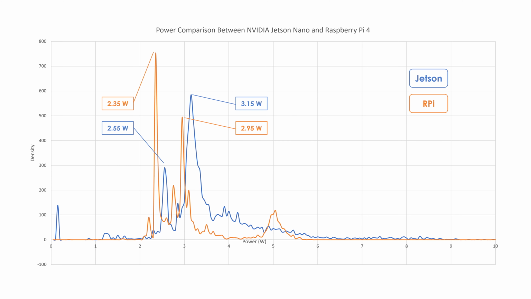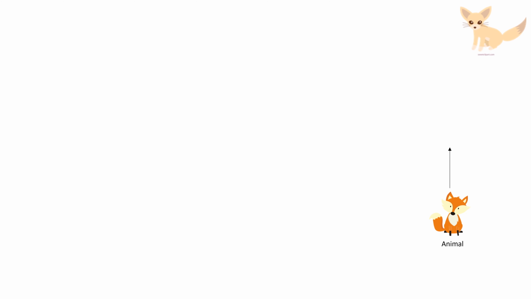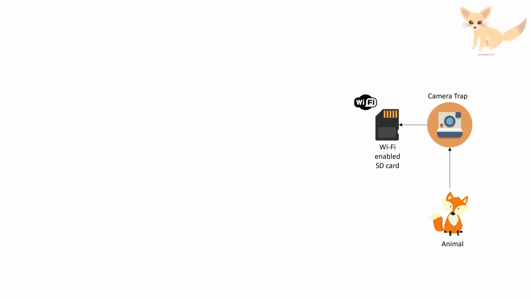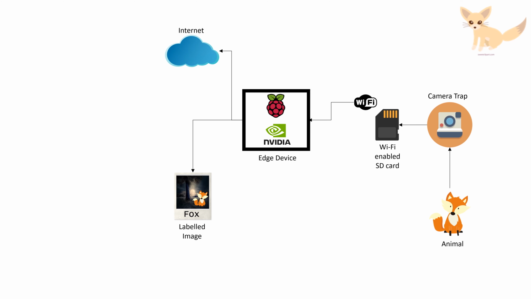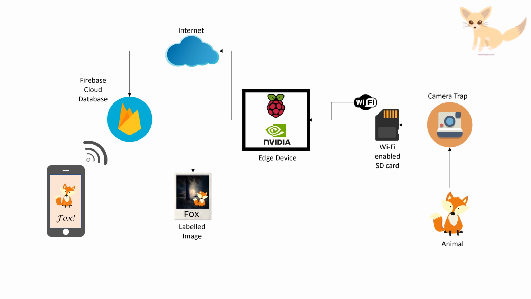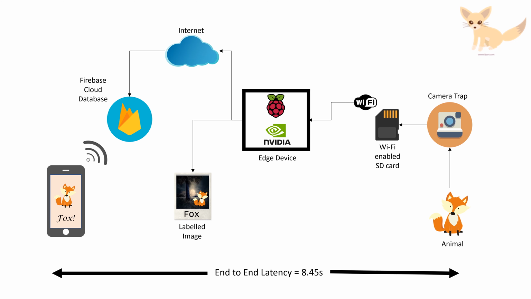These edge devices were then used as part of a wider architecture to perform instantaneous classification as follows. As an animal passes by, the camera trap is triggered and captures an image of this animal. This image is stored on a Wi-Fi enabled SD card which allows it to reach the edge device. The classification is made on the device, and the labeled image is stored locally, while the label, timestamp, and camera ID are sent via the internet to a cloud database. On updating of this database, the ecologist's mobile application displays the latest animal spotting, only about 8.5 seconds after the image is captured.